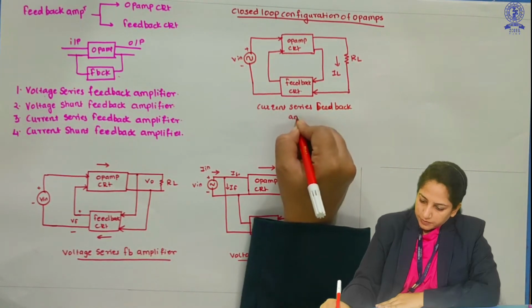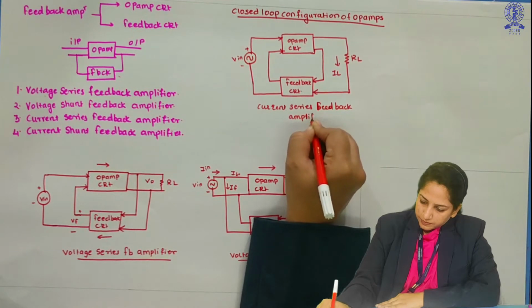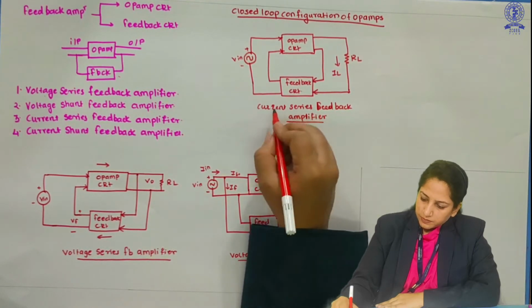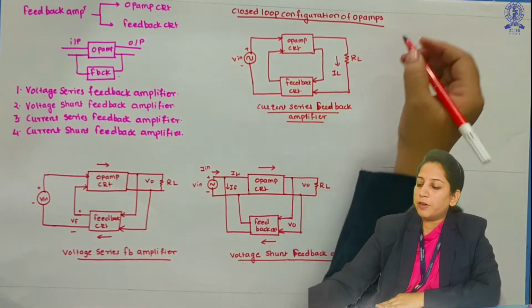So this is current series feedback amplifier. And last is current shunt feedback amplifier.